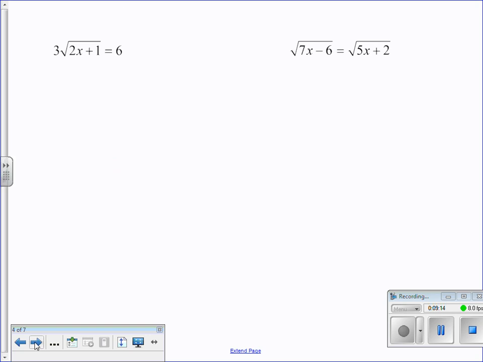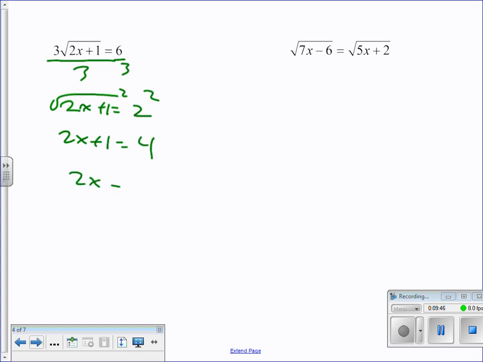More examples. Oh, no. Oh, no. What do I do first on this one? Divide both sides by 3. I want my square root by itself first. Divide by 3. And I get the square root of 2x plus 1 equals 2. And now I square both sides. Square, square. 2x plus 1 equals 4. 2x equals 3. X equals 3/2.